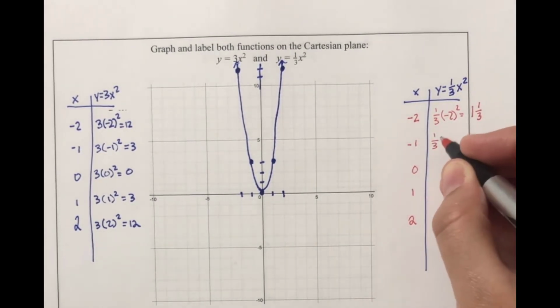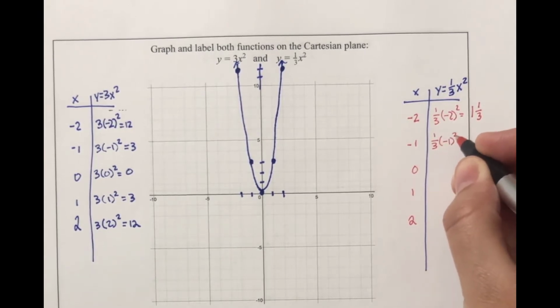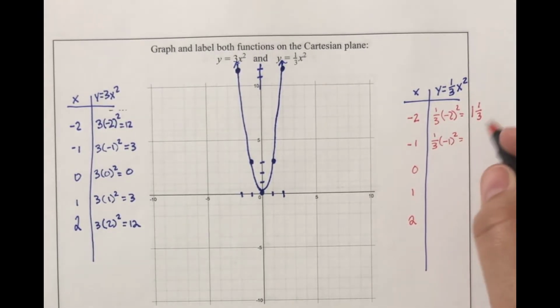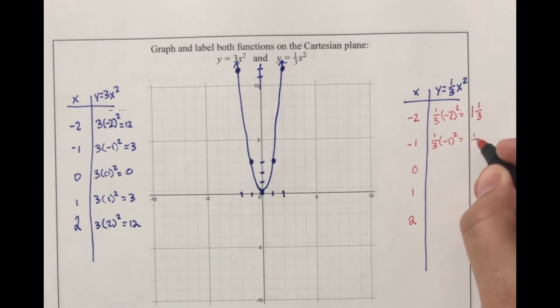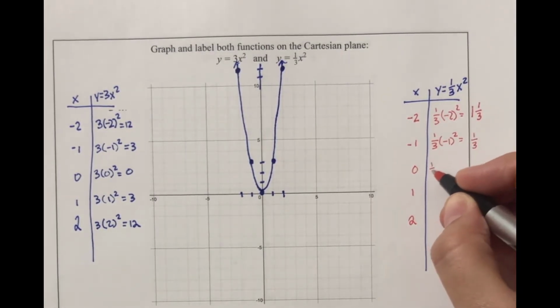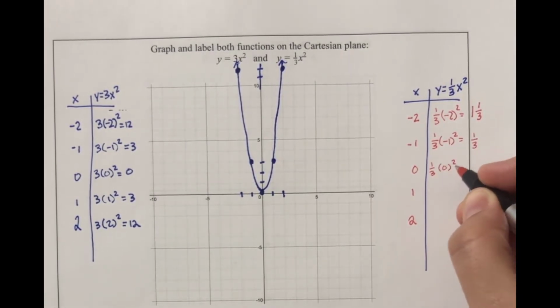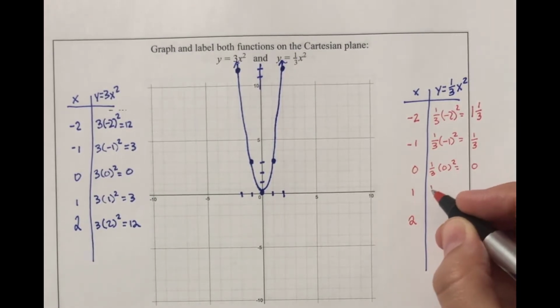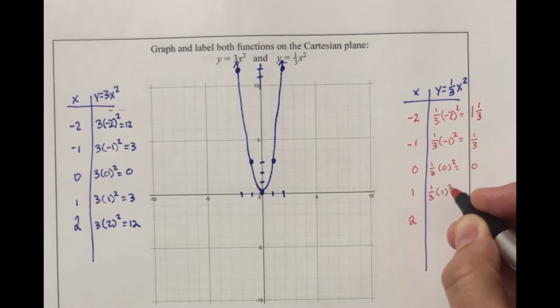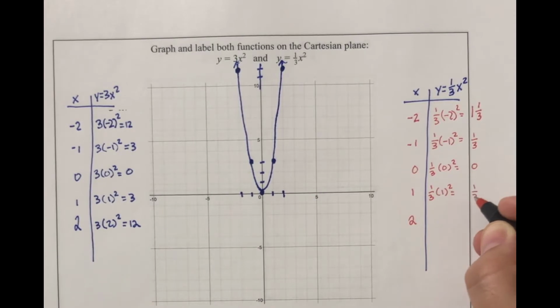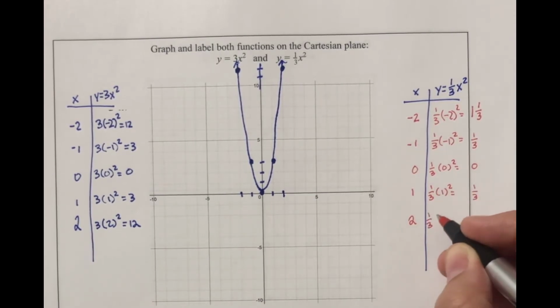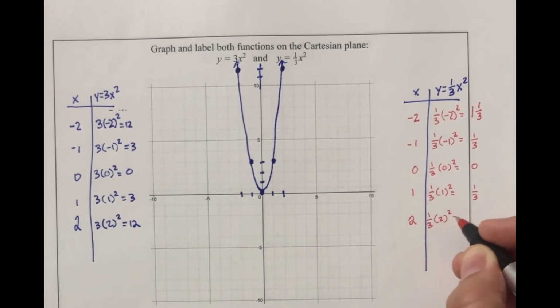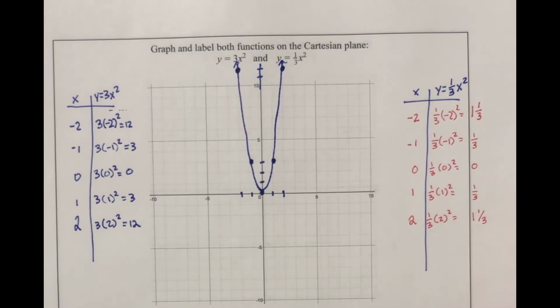Then 1/3 times negative 1 squared. This becomes positive 1, and then times 1/3 is just 1/3. 1/3 times 0 squared is just 0. 1/3 times 1 squared is 1/3. And then 1/3 times 2 squared, that's 4 times 1/3, that's 4/3 again, the same as 1 1/3.